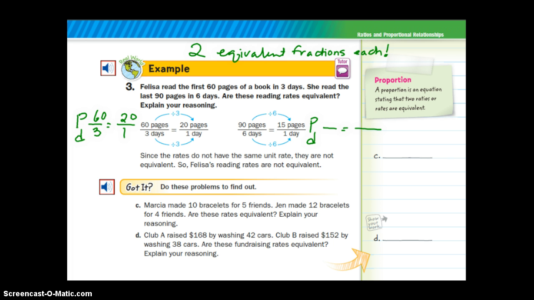So, in this case, we have 90 pages in 6 days. 6 goes into 90, 15 in 1 day. In this case, they are not. The answer is no. Get it, got it, go. See you soon. Pause the video.